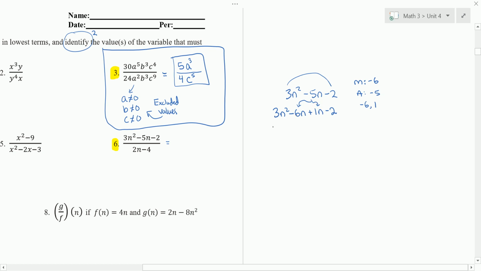So the first two we could factor out a 3n. We're left with n minus 2. The last two terms we could factor out a 1, left with n minus 2. And then we can divide each of these terms by n minus 2. So we're going to factor out an n minus 2, and we're left with 3n plus 1. So going back to our fraction, we know the top part factors to n minus 2 times 3n plus 1.